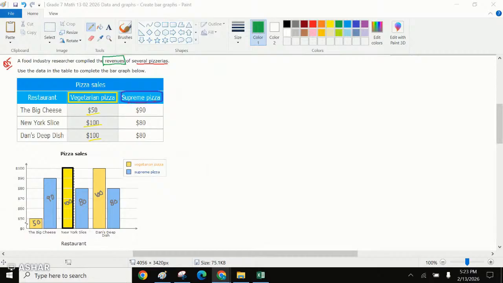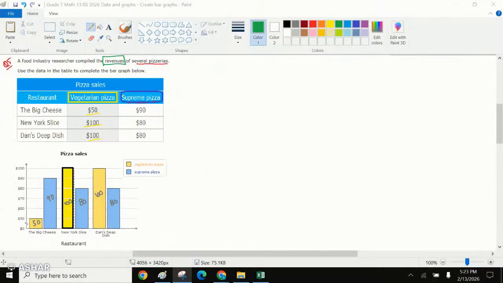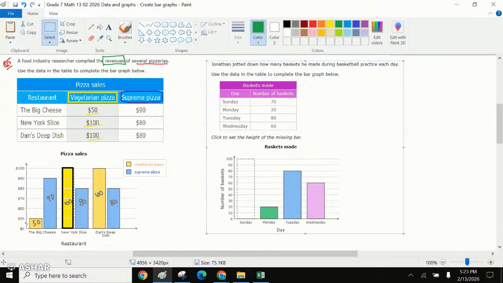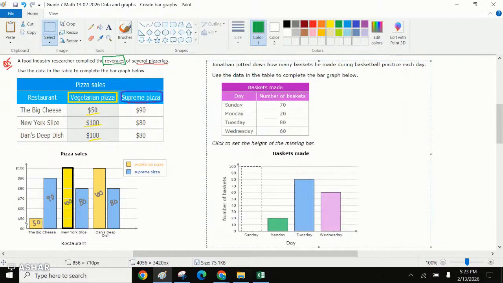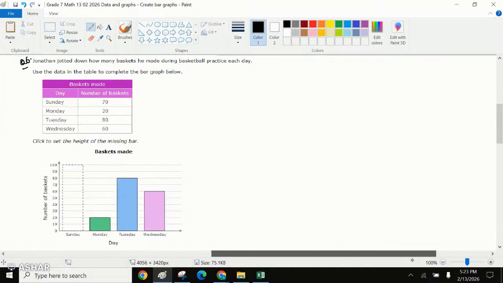For the next question, it says, Jonathan noted down how many baskets he made while playing basketball. This is our question number 6. It's saying Jonathan jotted down how many baskets he made during the basketball practice each day.